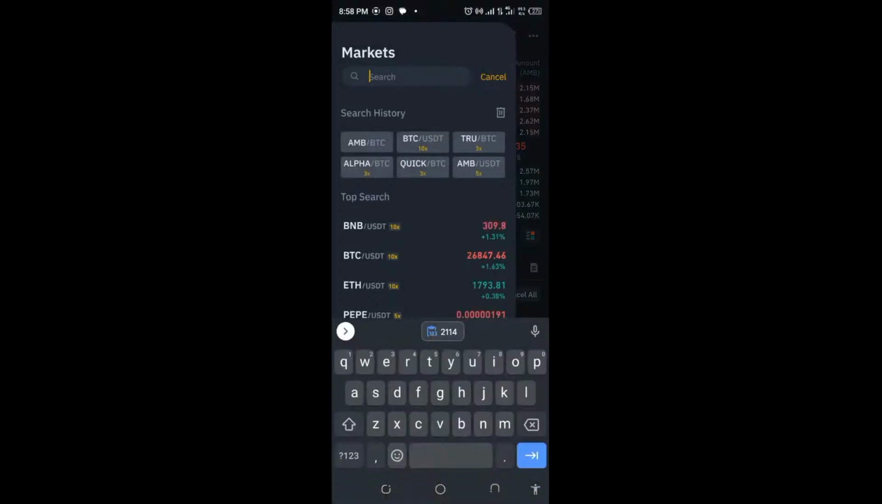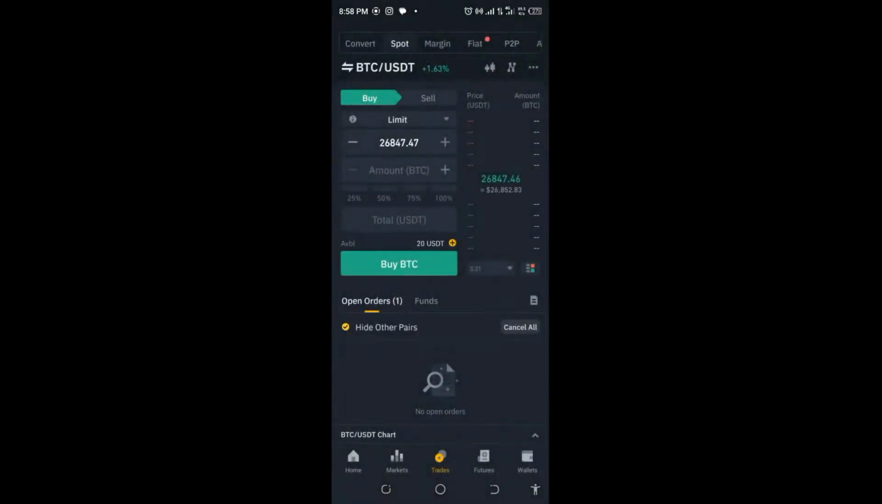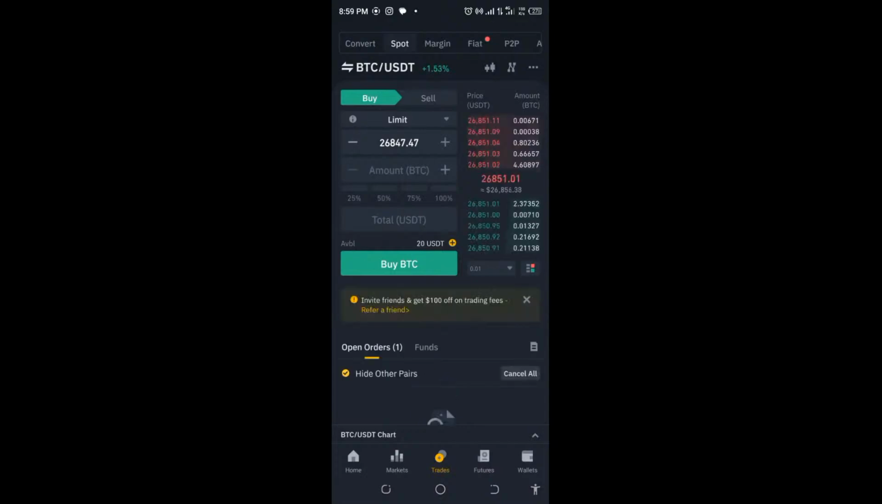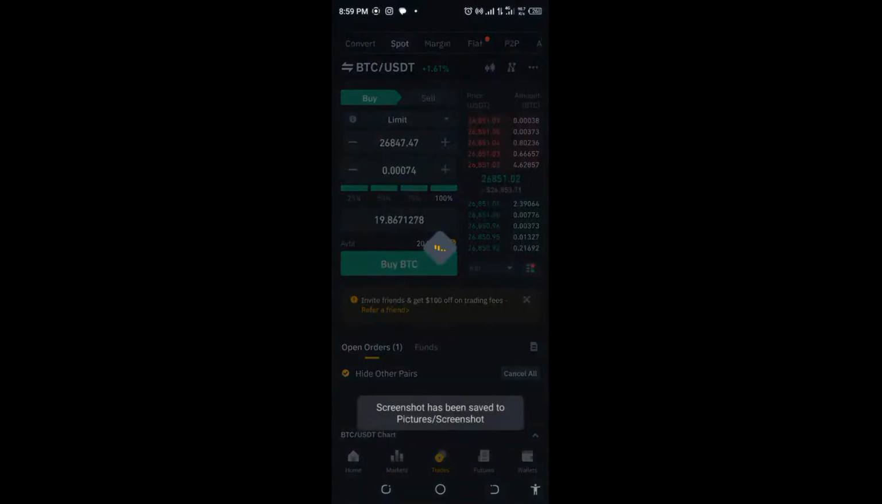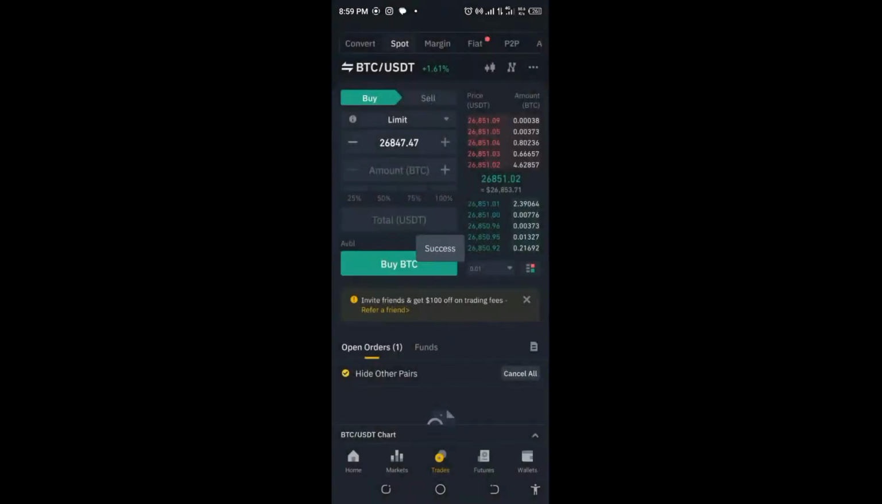All right. So BTC, USDT. Let's see what we will get. Okay, so right now we are going to get our BTC. We just need $20 worth of BTC, and it's giving us 19.86. So let's go ahead and buy. Does it look like so? I think so. I think it did. Well, let's wait for it.